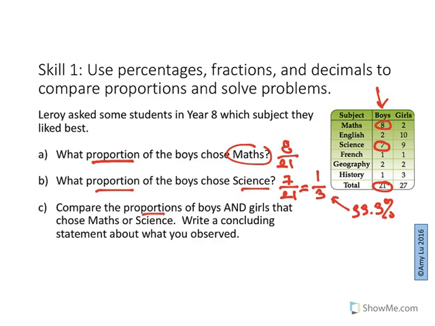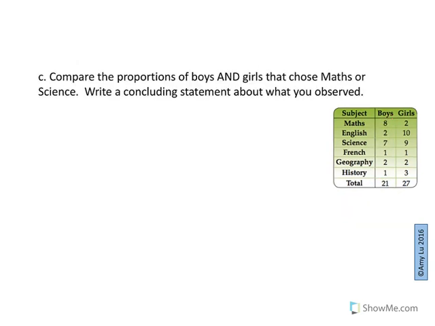Compare the proportions of boys and girls that chose maths or science. Write a concluding statement about what you observed. So let's create a little more space. Here we go. So for maths, 8 out of 21 boys versus for girls, 2 out of 27.